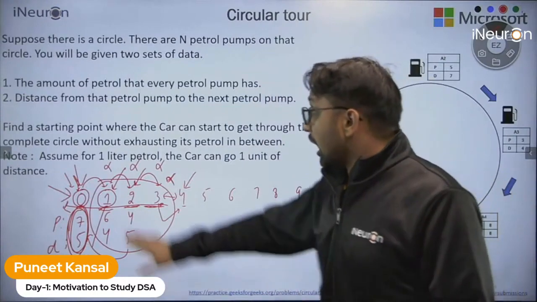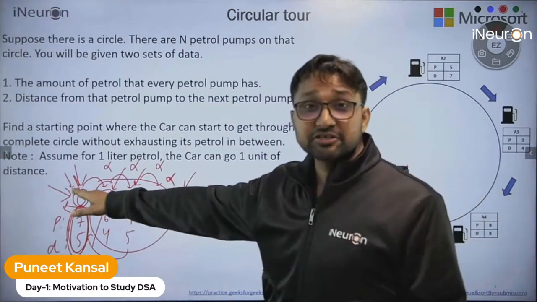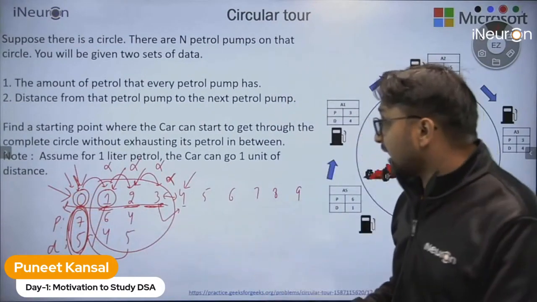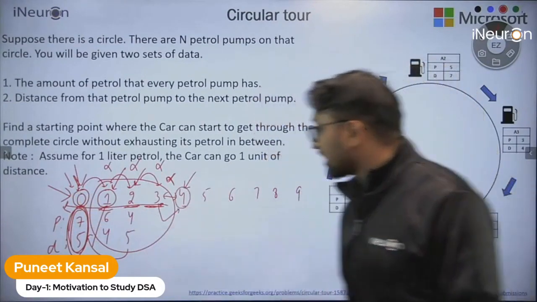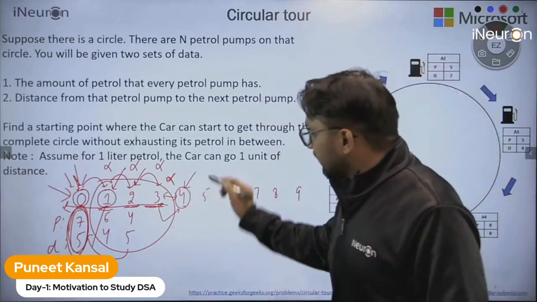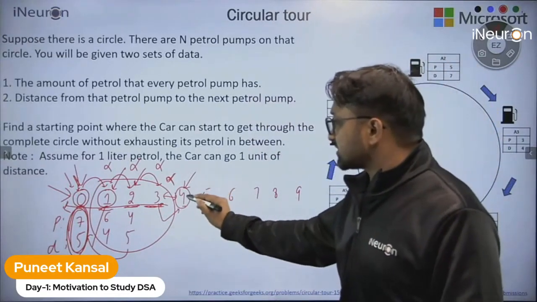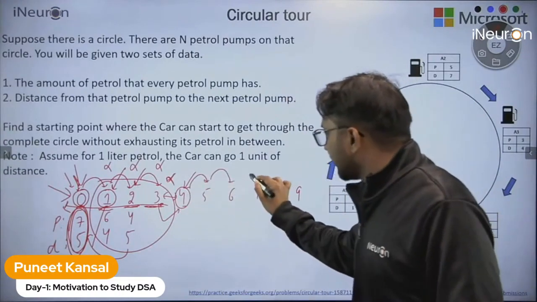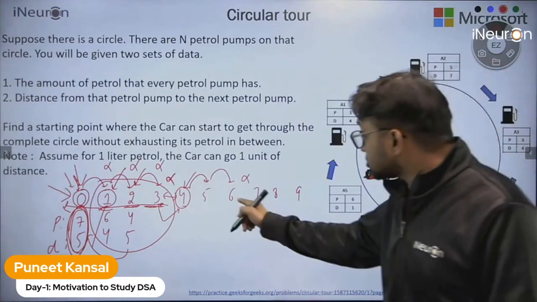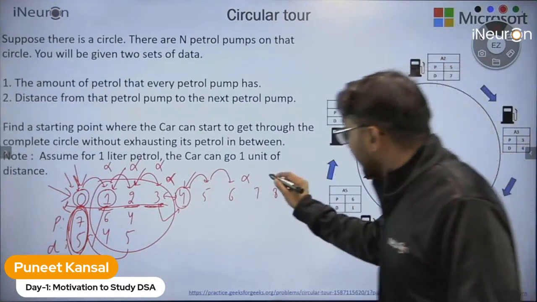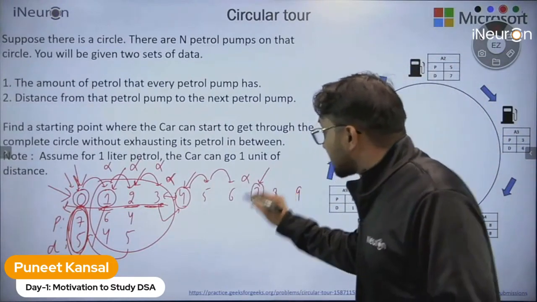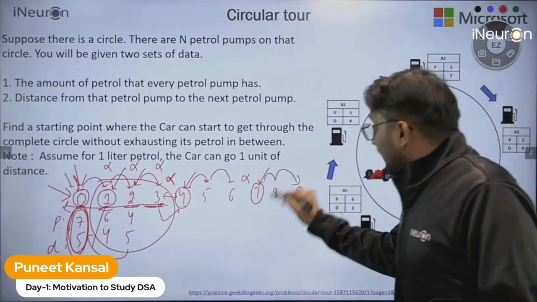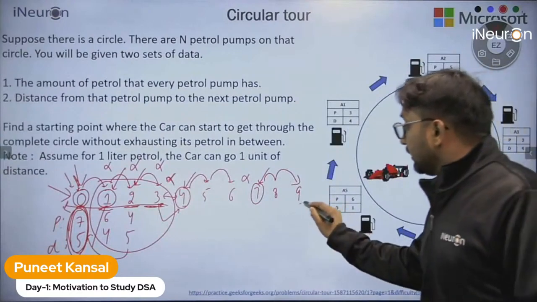So now I do not need to process all these stations. But from where can I start? I can start from 4th. Let me now make my starting station as 4 and let me move on. Let's suppose again I was not able to reach the next station. Then again I will say that 7 will be my start station and I will keep moving till the end.